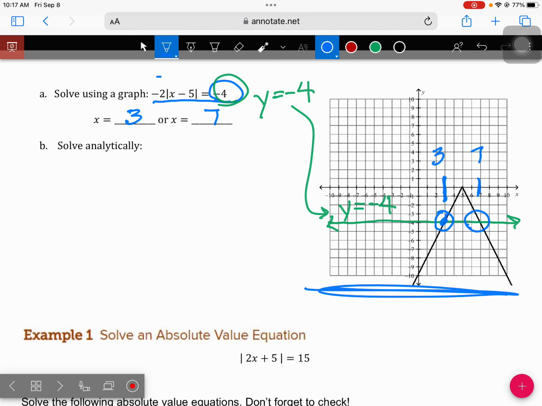Now, let's see if we get this answer if we work it out algebraically. So we write down -2 times the absolute value of x minus 5 equals -4. Now, some of you might be saying, hey, wait a minute, that's equal to -4, but we don't have it isolated yet. You have to make sure it's isolated first. Okay?